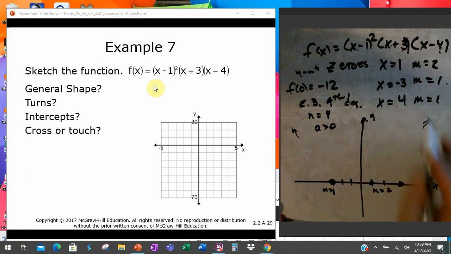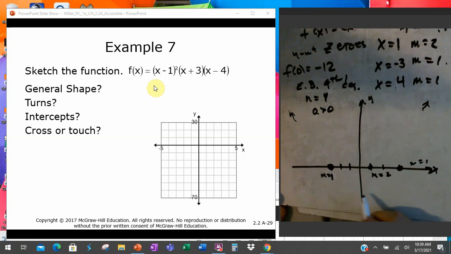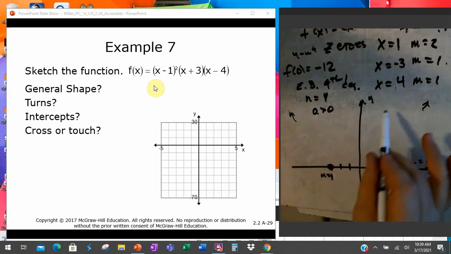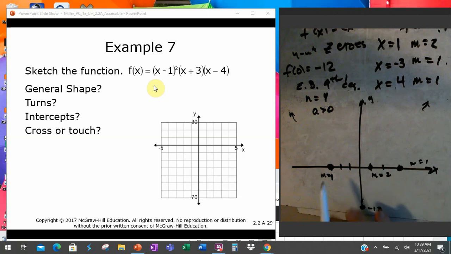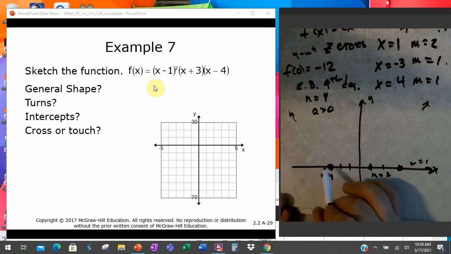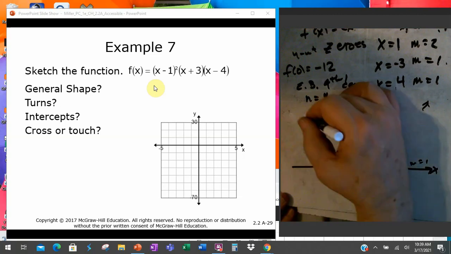And then I've got a multiplicity of 1, and then I go through. And then down here, my y-intercept, I'm going to go all the way down to the bottom, and this is my negative 12. So then I just kind of use what I know, okay? So I've got an m is equal to 1. I'm going to come back from up here.